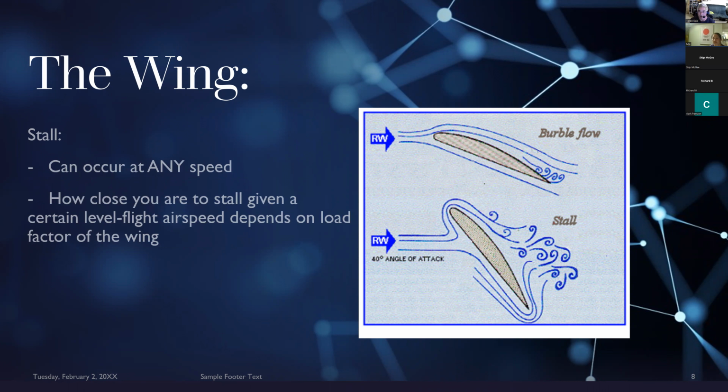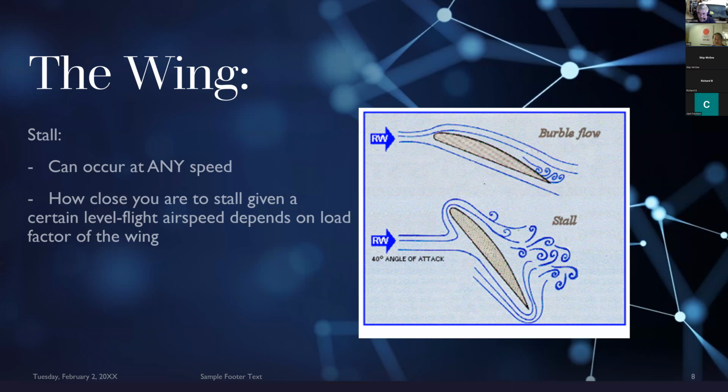Okay, so a stall can occur at any speed, and how close you are to a stall, given a certain level of flight airspeed, depends on the load factor of the wing. So everybody talks about stall speed, right? But can you stall a wing quickly, like when you're flying fast? Yes, you can, right? So if you're going to use the hang glider example, basically you're pulled in, and you could blow up your glider doing this, but if you went immediately to a full flare, you could effectively stall the wing, right? You would just exceed the critical angle of attack, right? And airplanes would call that an accelerated stall.